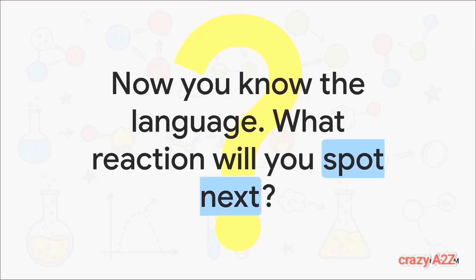So there you have it, your very own field guide to the language of chemistry. You can tell the difference between a physical and a chemical change, you know the clues to look for, and you can even start to classify the reactions you see. The world around you is just one big, amazing laboratory. So the only question left is, what reaction are you going to spot next?